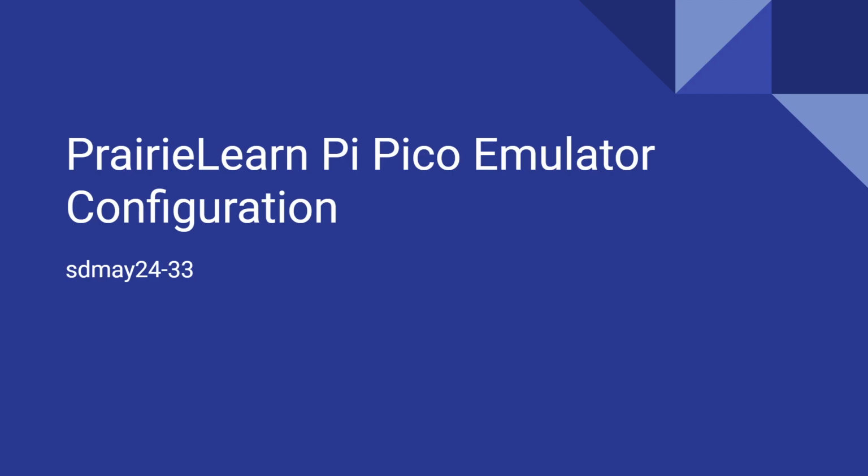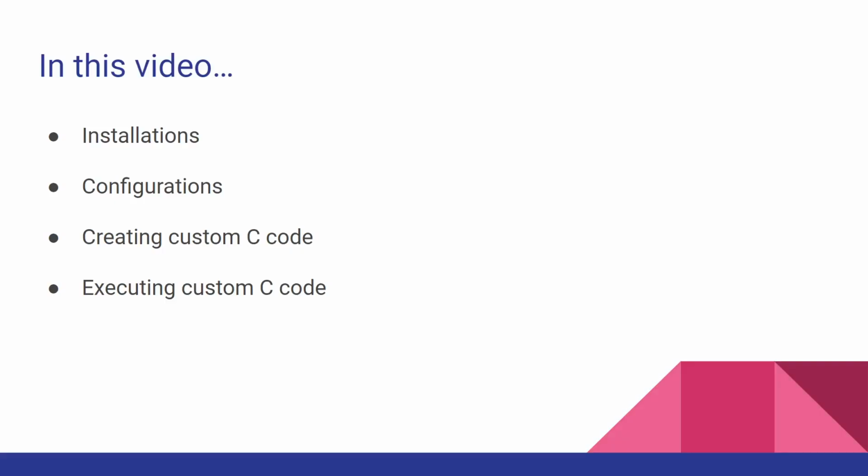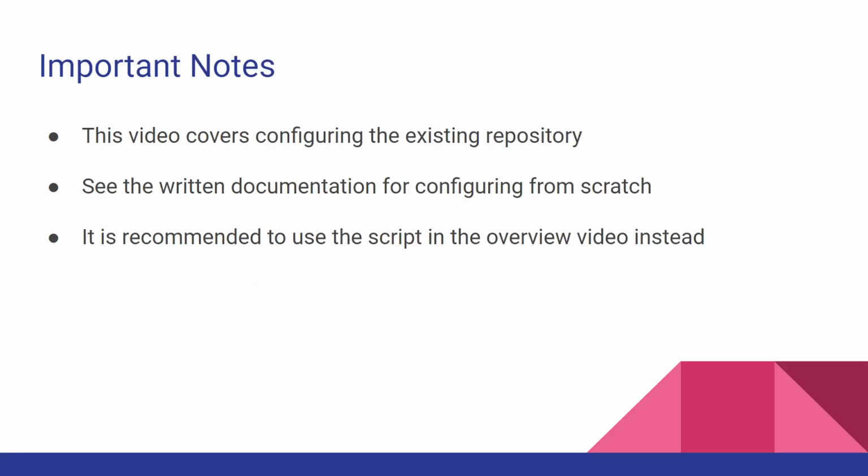This is the second video of the PrairieLearn Pico emulator series, and we recommend that you watch the overview video before continuing. In this video, we will go over the installations and configurations needed to use our emulator if you would like to do it on your own. This includes creating custom C code and executing this custom C code.